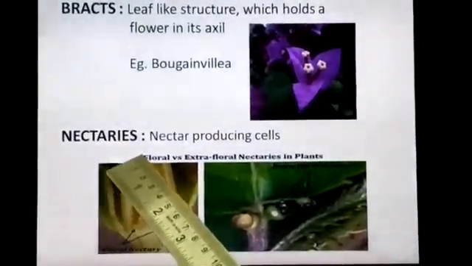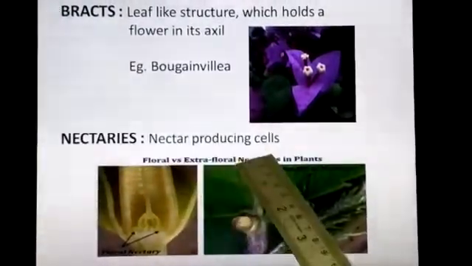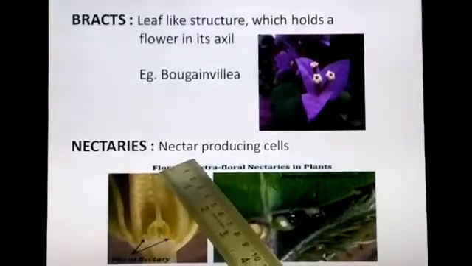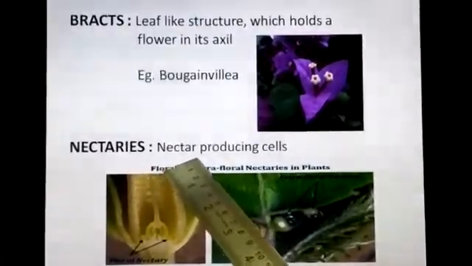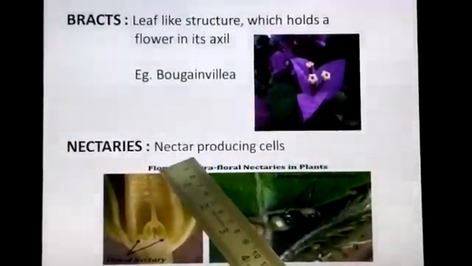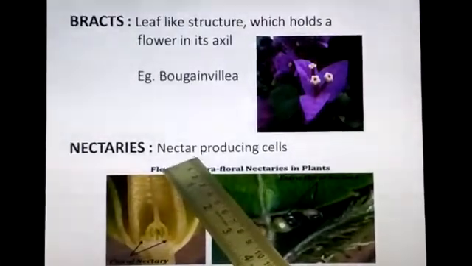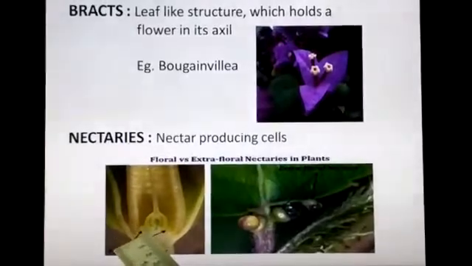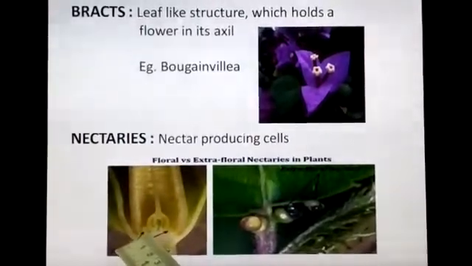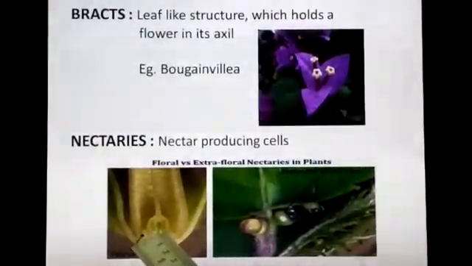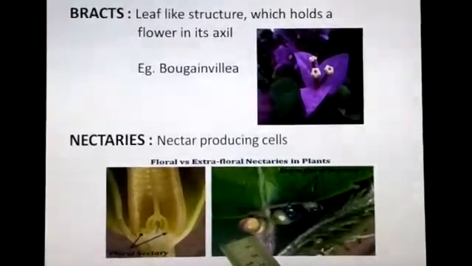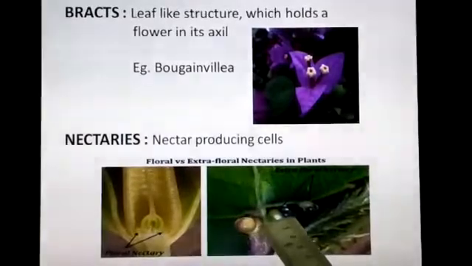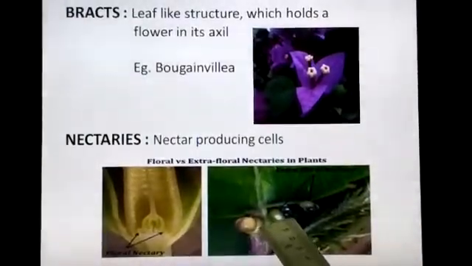Nectaries. Nectaries are nectar-producing cells. You know about nectar? Nectar is a sweet, fragrant liquid which is produced by flowers, and it is this liquid which attracts the birds and bees towards the flowers. Nectaries here are shown in the figure. These ball-like structures which are inside the flower and here outside the flower. So these are nectaries and they produce watery nectar which is sweet.